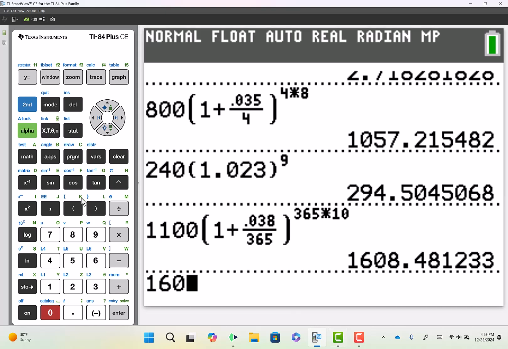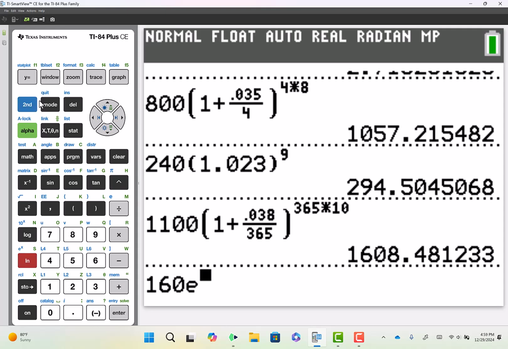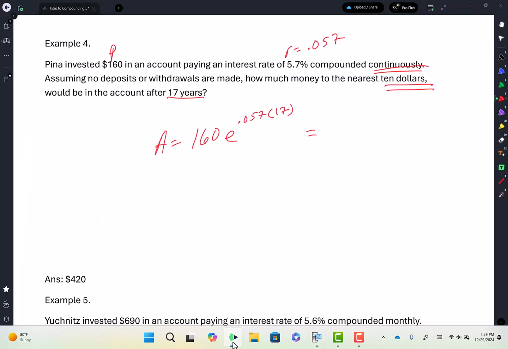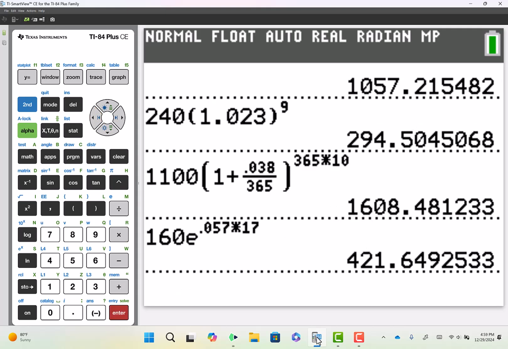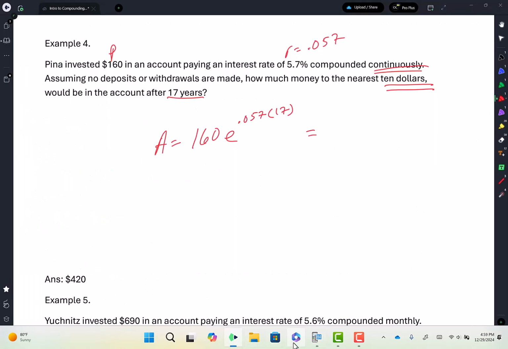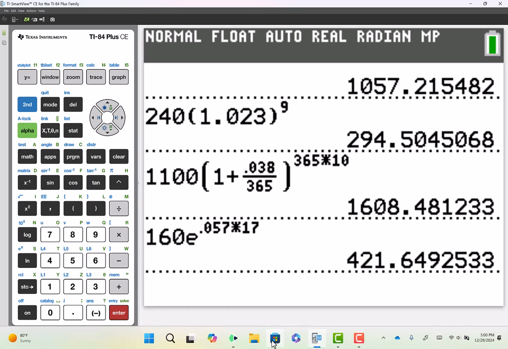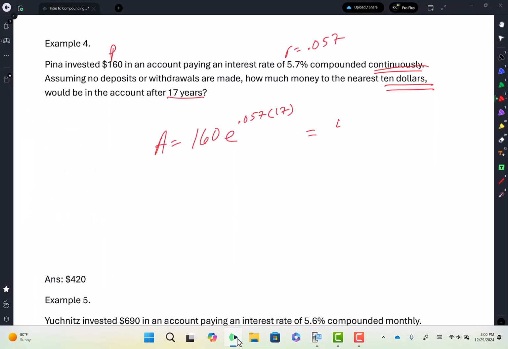160, and then the e is right here. You see that it says e to the x? I guess you could also use this one up here, but use this one, guys. So we're going to go second e to the x, and we're going to type in the rate, 0.057. So 0.057 times 17 years, 421.65. Did they want nearest dollar or nearest $10? Nearest $10, so we're going to say 420, because it's to the nearest $10, guys. And sure enough, we got it, guys.